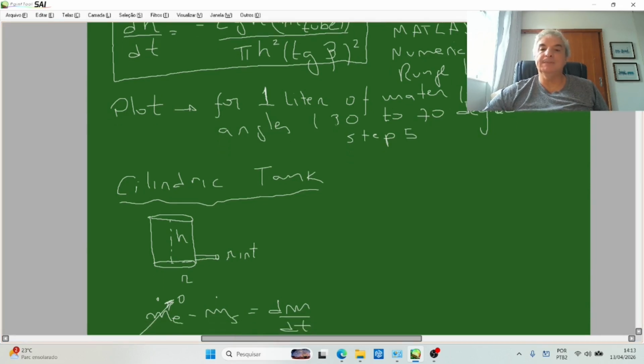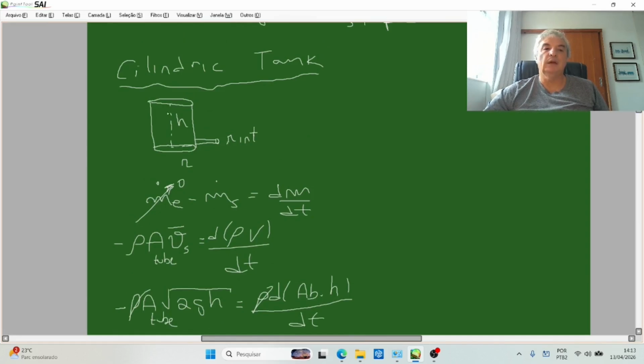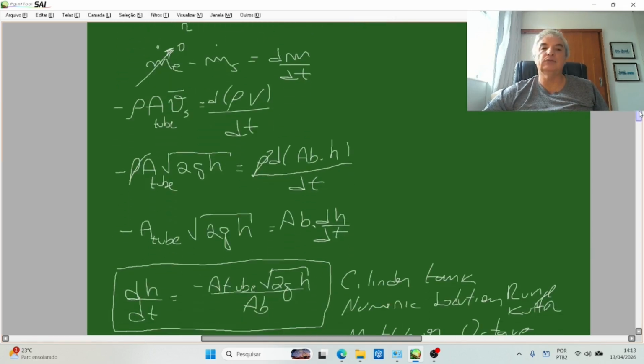The same equation of mass balance, it will be easier, of mass conservation, where v is the speed of exit of the tank, which is given by this expression here. Rho times V is the mass, rho is constant, so we will cut rho. The volume will be the base area times the height of the cylindrical tank. So, the expression we find will be this one here.